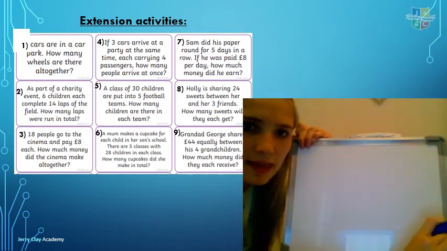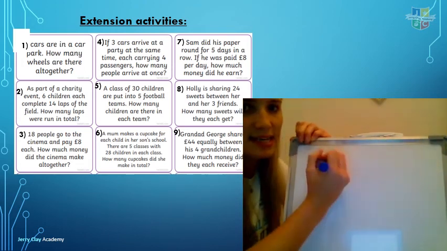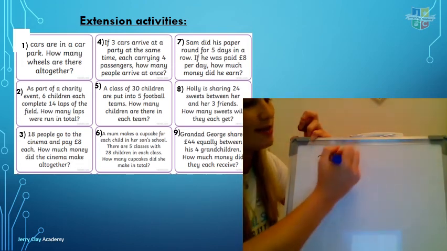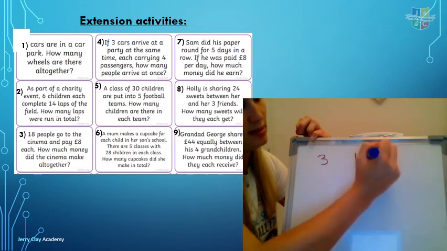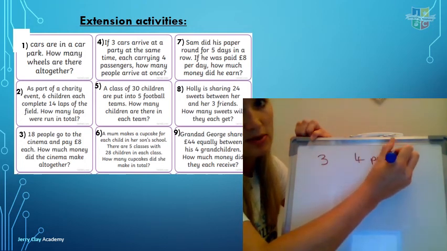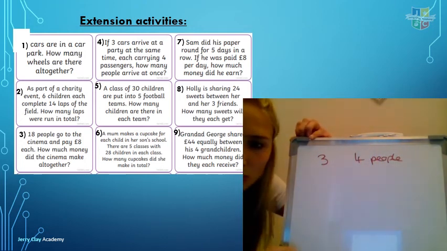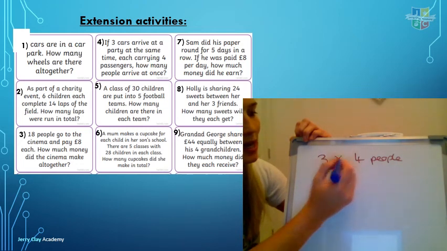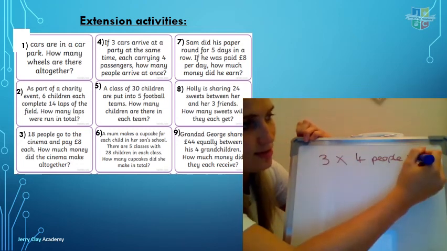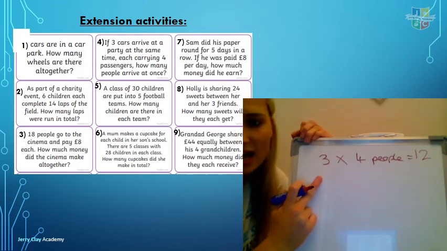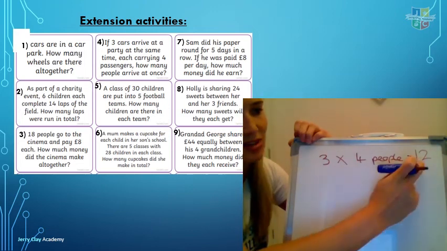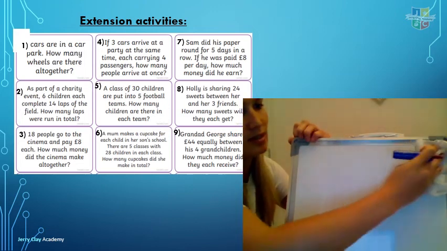Number 4, if 3 cars arrive at a party, each carrying 4 passengers, so each carrying 4 people, how many people arrive at once? You should have said that you do 3 times by 4 is going to be 12, because there's 3 cars, there's 4 in each car, so there's going to be 12 in total.